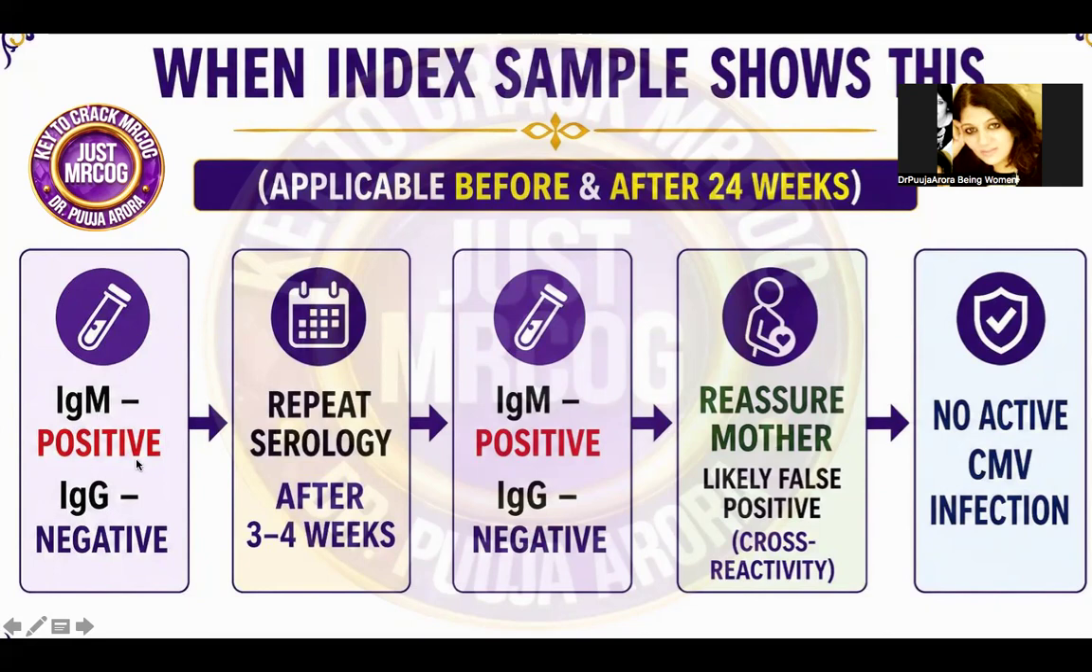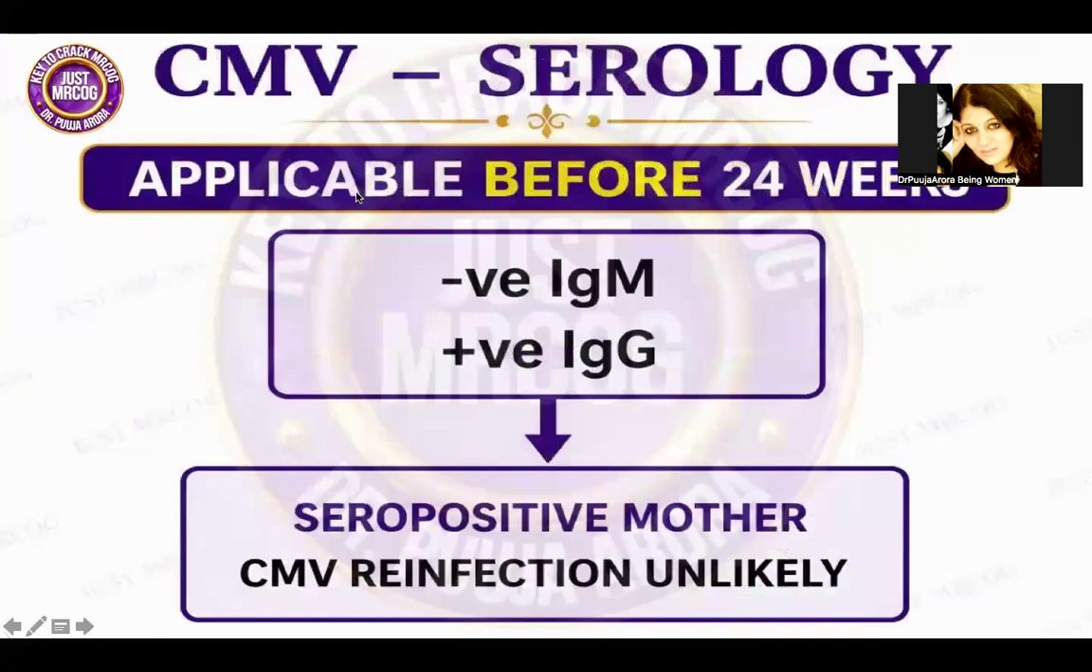When IgM is positive and IgG is negative, then we repeat this serology after 3 to 4 weeks. If it is still showing the same, that this is positive and this is negative, then we have to reassure the mother that this is likely a false positive, cross reactivity, and no active CMV infection is there. Remember this slide.